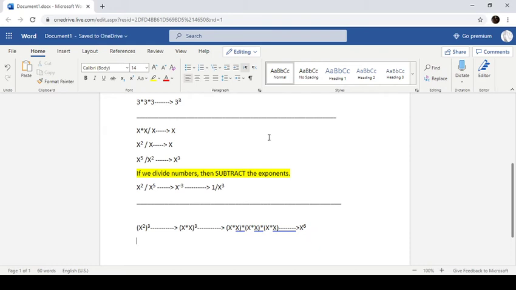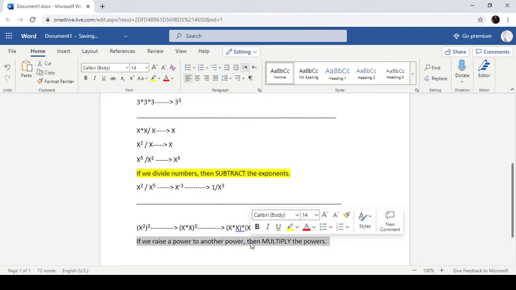So, if we raise a power to another power, then multiply the powers. Highlight that. So there's our third rule. If we raise a power to another power, then we multiply them together.